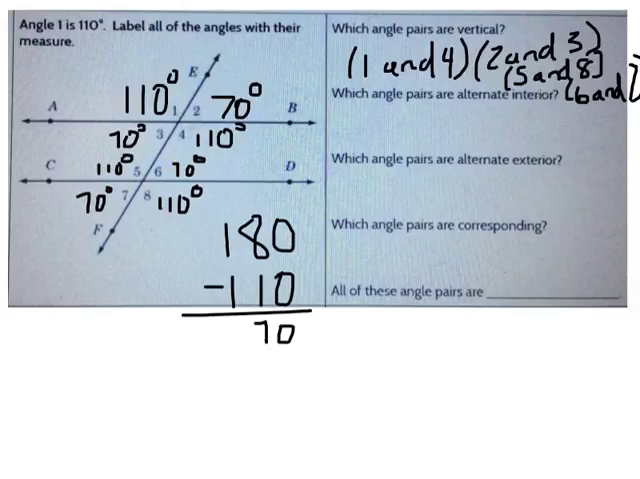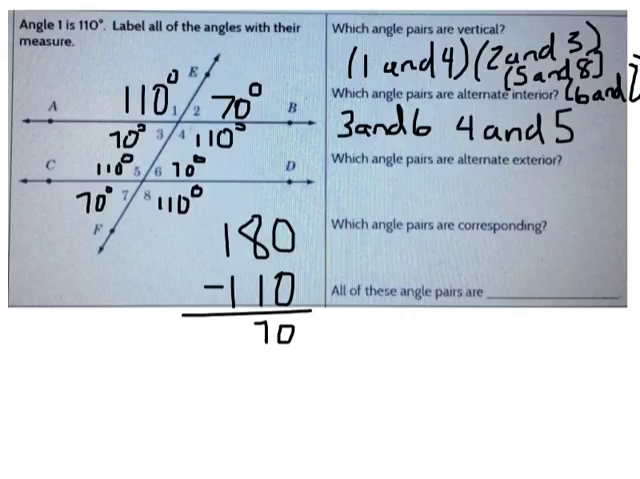Now let's think about which angle pairs are alternate interior angles. That means they're on opposite sides of the transversal inside the parallel lines. Angles 3 and 6 are alternate interior angles. And angles 4 and 5 are alternate interior angles.